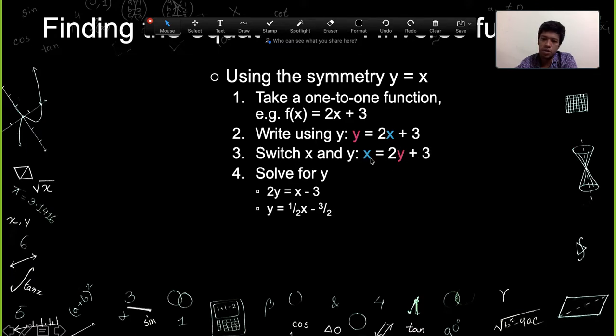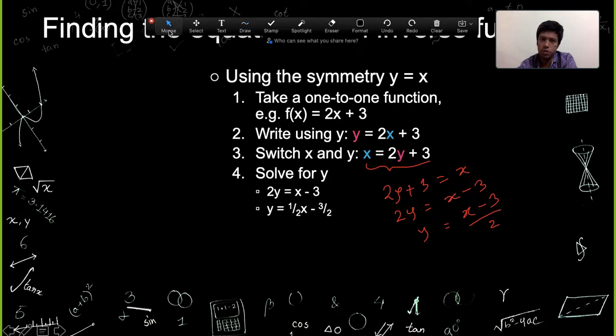You send this 3 to the other side, then y equals this divided by 2. Very simple calculation here. From this line, y equals what? So it will be twice y plus 3 equals x. Then twice y equals x minus 3. Then y equals x minus 3 divided by 2. And it is written here separately, x by 2 minus 3 by 2, which is possible here.